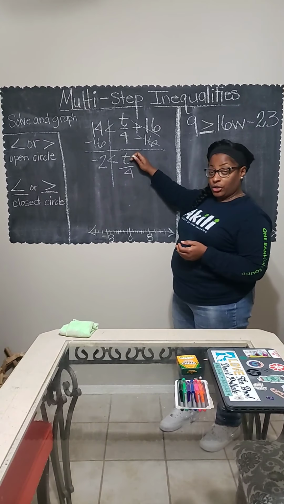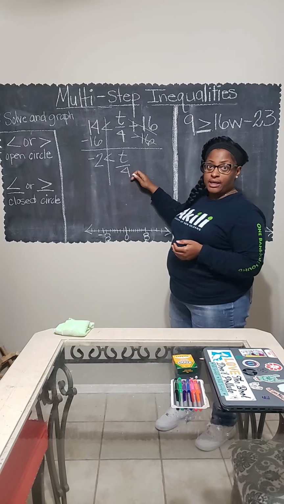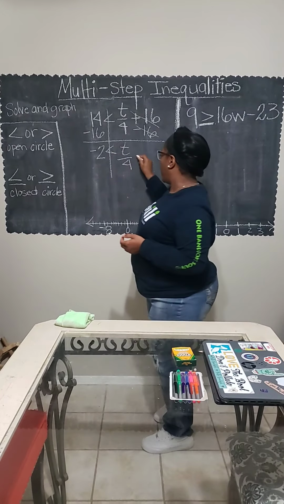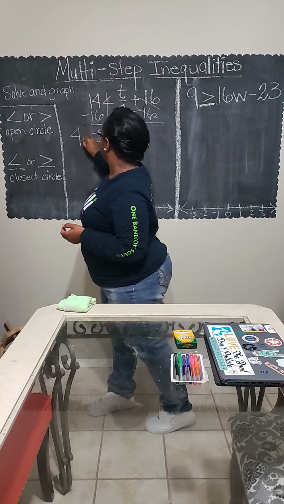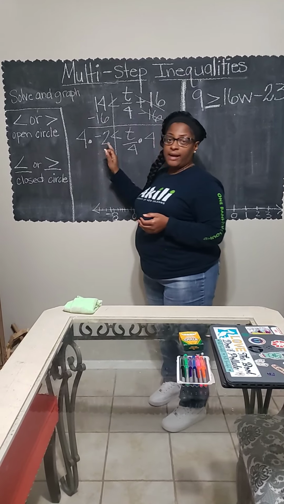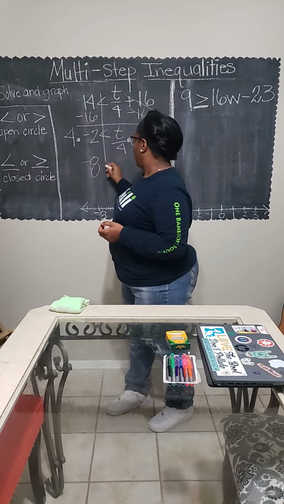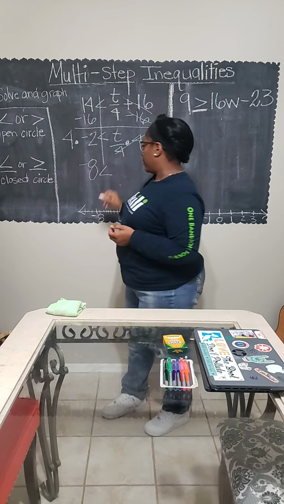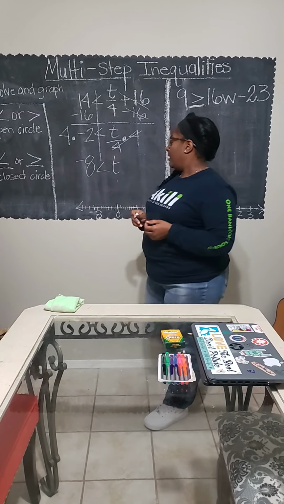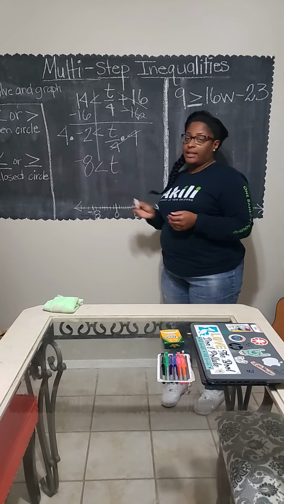If I'm trying to solve for t, the opposite of division is to multiply. So I'm going to multiply both sides of the inequality by 4. 4 times -2 is -8, which is less than, if I cross out the inverse, I'm left with t. T is greater than -8, or -8 is less than t.